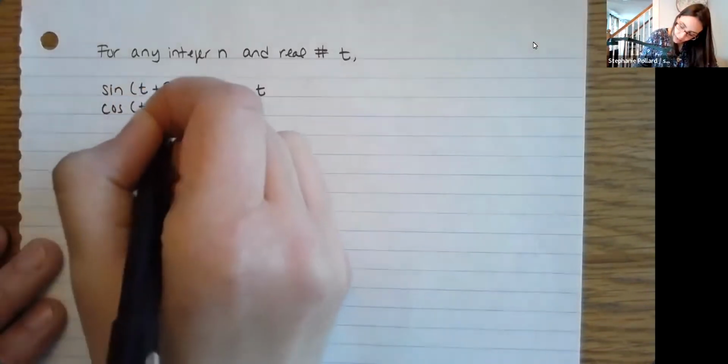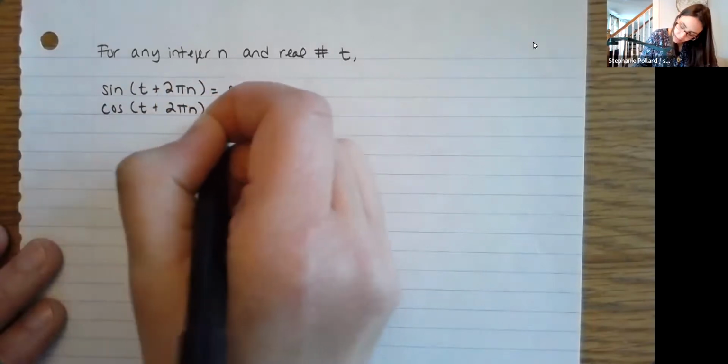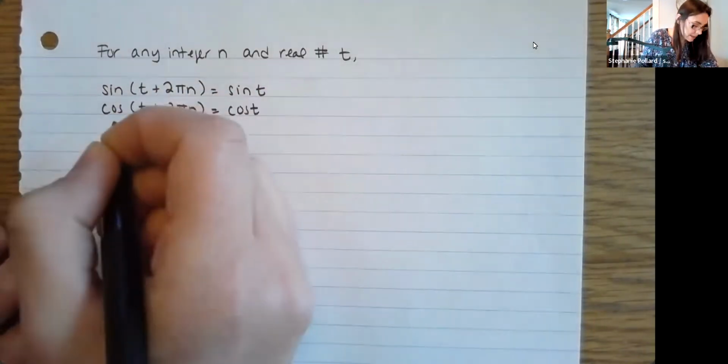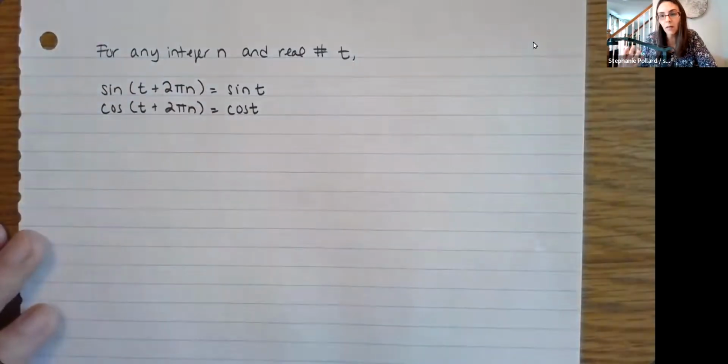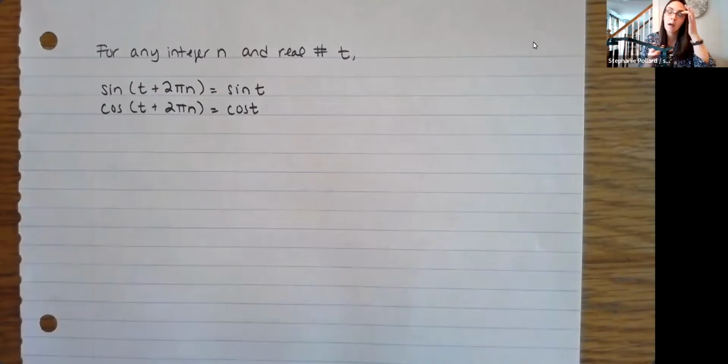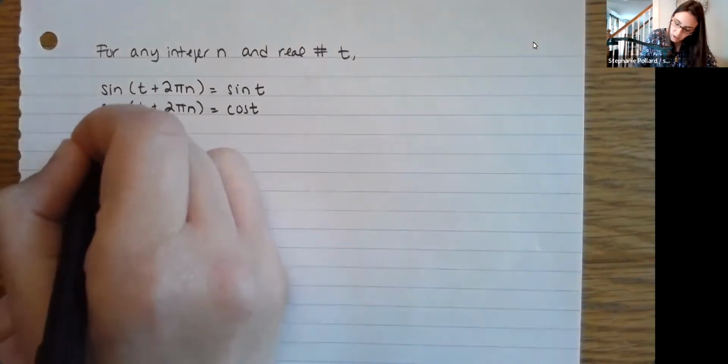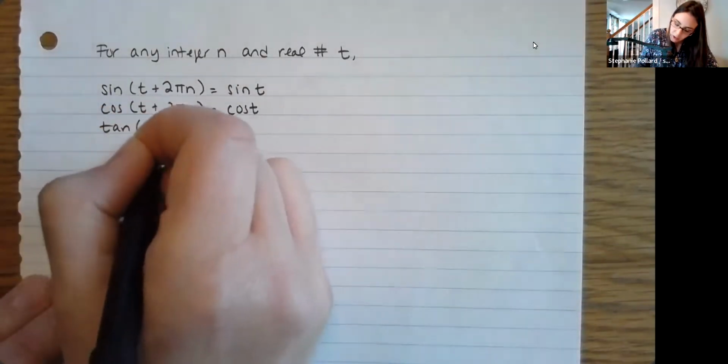And it's the same idea for cosine. It's the same idea for secant and cosecant as well. I'm not going to write those here. They're not as common, but they are still used. So cosecant and secant also have that same 2 pi. And then for tangent, it's just pi, right?